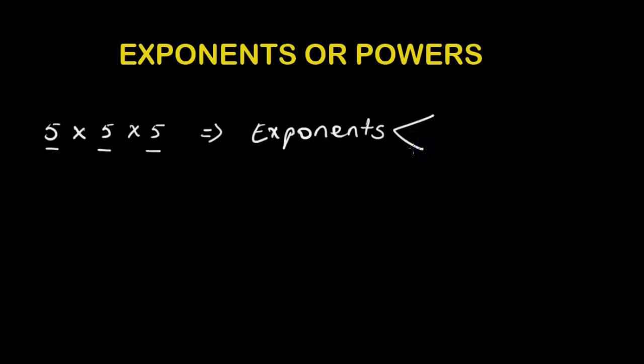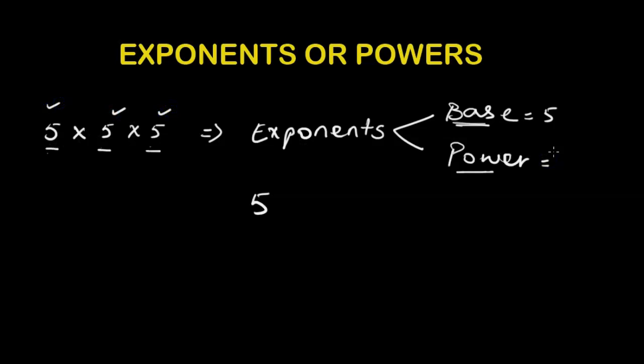Exponents are numbers that have two components in them. One is called the base and the other is called the power. Base is the number that is repeated multiple times. So in this case, it's 5. And the power is the number of times that number is being repeated. So in this particular case, the base is 5 and the power is 3, because 5 is being repeated 3 times.